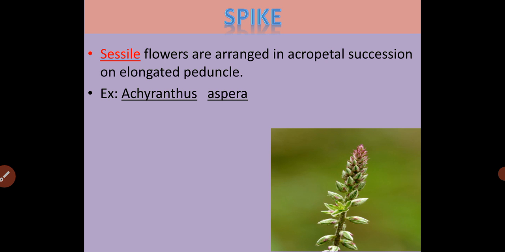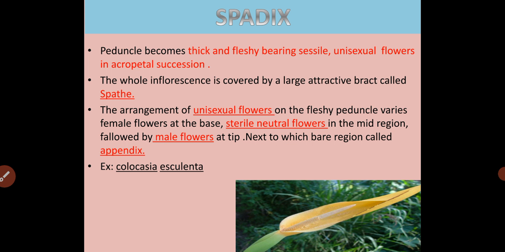Next one is the spike. Here the sessile flowers are arranged in acropetalous succession on the elongated peduncle. Example, Achyranthes aspera. Spike is the condition in which sessile flowers are arranged in acropetalous succession on the elongated peduncle. Example, Achyranthes aspera.